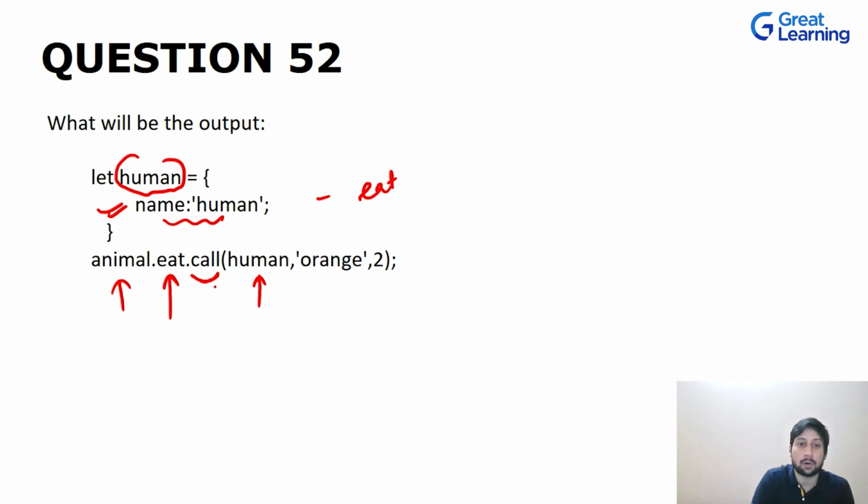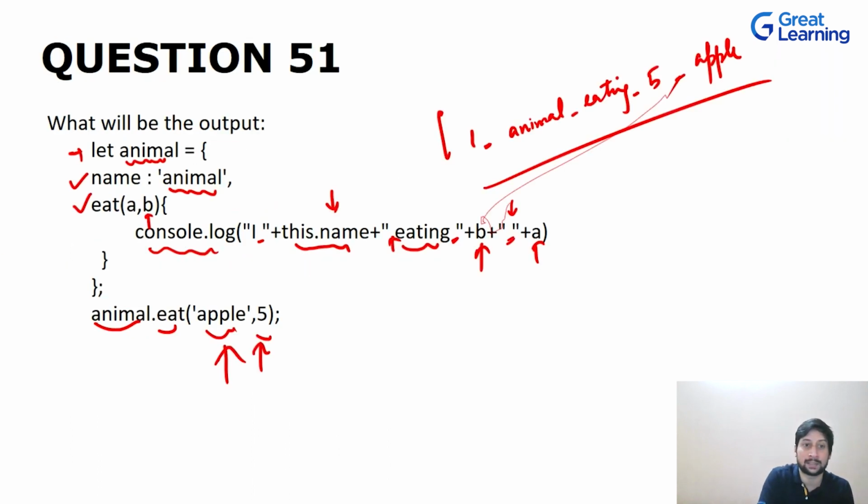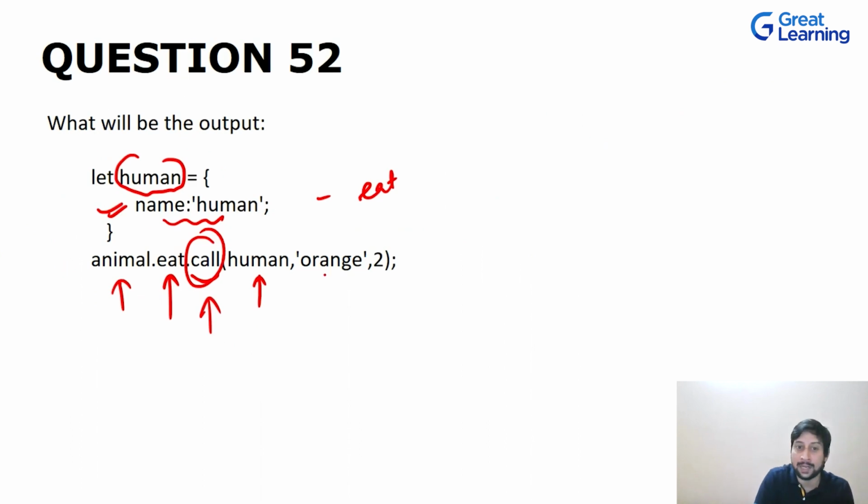This is possible only because we are using this call, and call is used to borrow methods. Now what we are doing, we are borrowing this method, that is eat, from the animal object, and we are calling it so that human can use it.